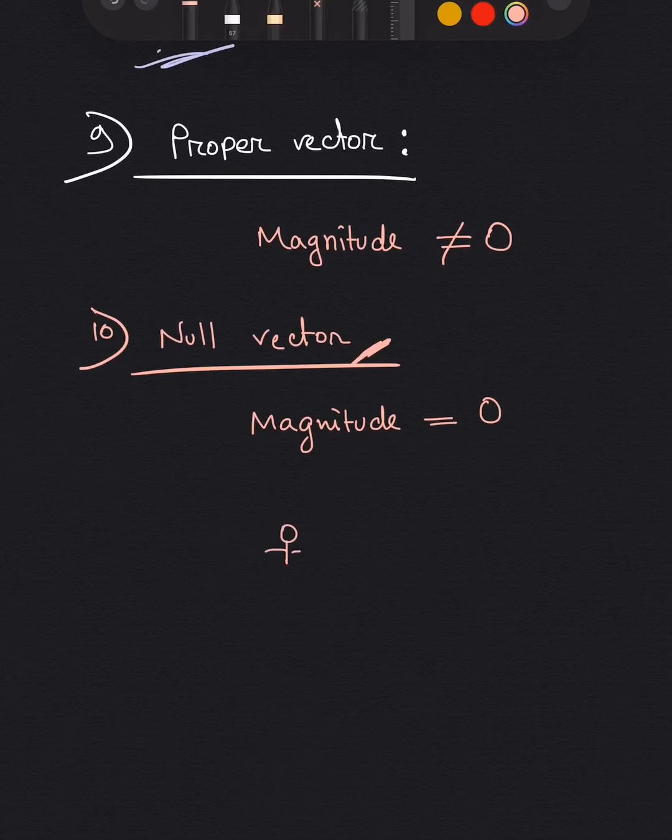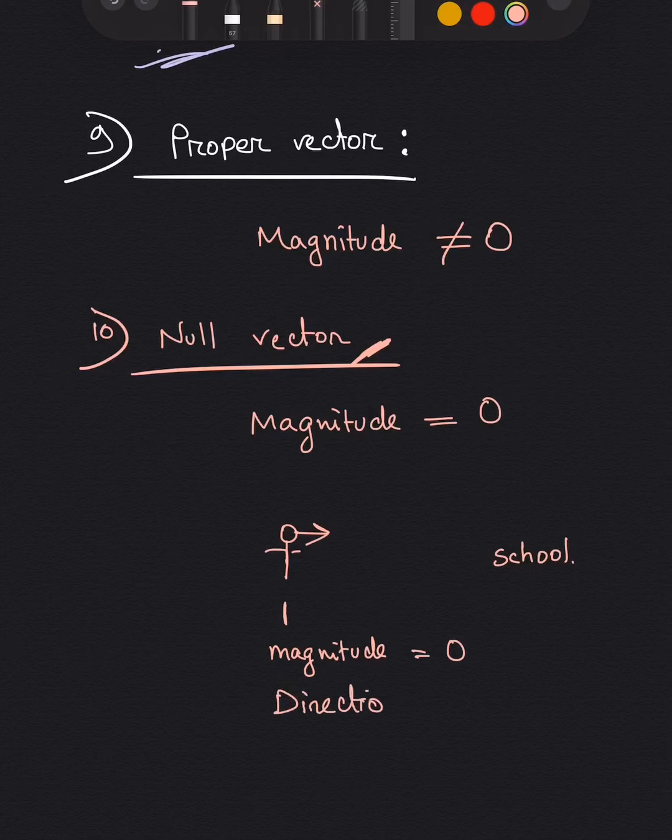Suppose you are going to your school. You haven't yet started your journey, but you are facing your school. You are facing your school, but you haven't even started your journey. So your magnitude is 0. But since you are facing your school, you have a direction, which is towards what? Towards your school. So null vector, though it does not have any magnitude, it should have direction. Without direction, we cannot call a quantity a vector.